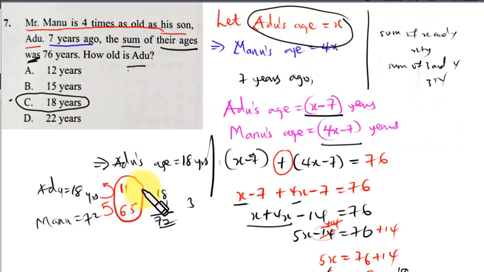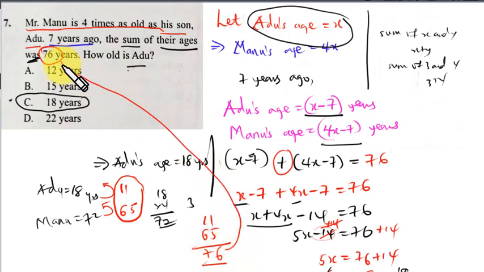Now, the question said that 7 years ago, the sum of their ages was 76 years. Let us try to see if that is true. If we add 11 to 65, do we get 76? 1 plus 5, 6. 1 plus 6, 7. So 7 years ago, indeed, the sum of their ages was 76 years, and it is really true. So the correct answer is C, 18 years.